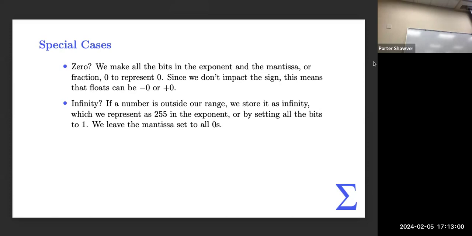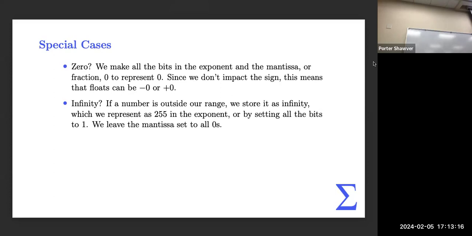if you wanted to do math in integers and you got something larger than 2 to the 32, it's undefined behavior. It's not clear what happens. It depends on the language specification, the compiler, and sometimes the hardware. In IEEE 754, we say if you get a value outside of that range, then we just call that infinity.